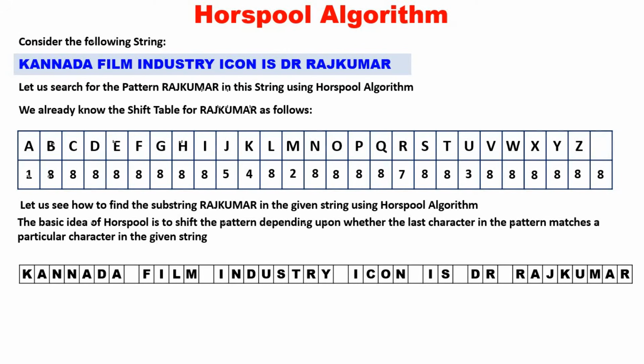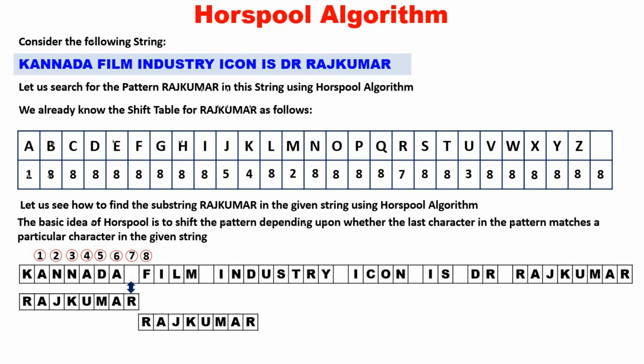So let us see how actually it is done with an example. So we shall take this string. Kannada film industry icon is Dr. Rajkumar. Let us find Rajkumar in this string. Yes, I will place Rajkumar here. Now what is the last character in the pattern string? R. This R is matched with the blank character in the string. So there is no matching. So what is the shift table value for blank? 8. That means Rajkumar should be shifted to the right by 8. Yes, 1, 2, 3, 4, 5, 6, 7, 8. Yes, Rajkumar is shifted to the right by 8.